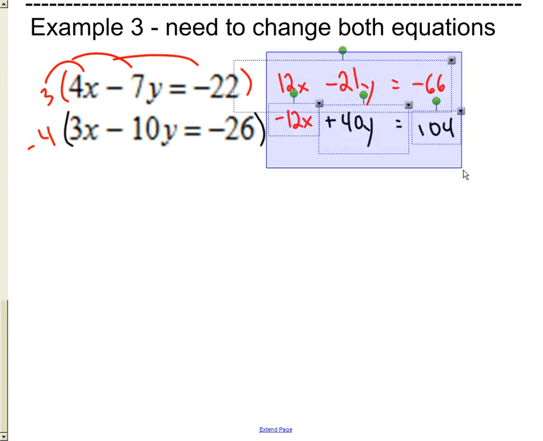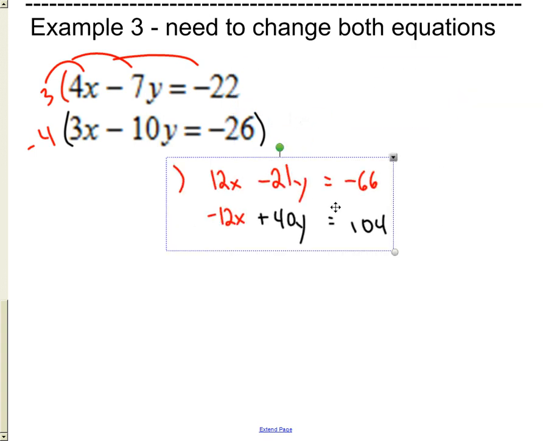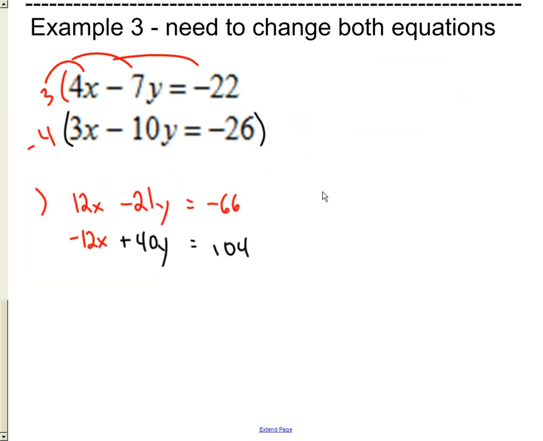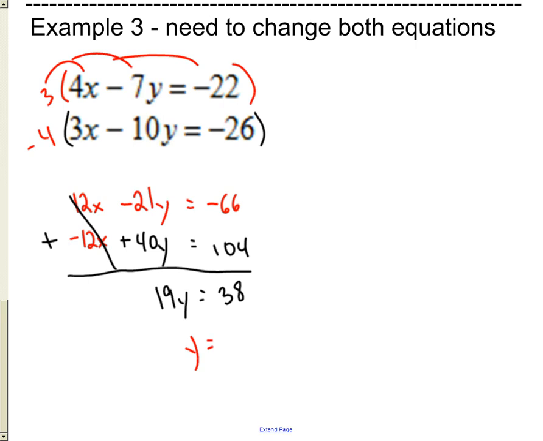At this point, I'm going to move this down here so we've got a little bit more room. And then I can write off to the side. Let's show the addition sign here. Let's add them together. 12x plus negative 12x is nothing. Negative 21 plus 40 is 19y. And negative 66 plus 104 is 38. So y is going to equal 2.